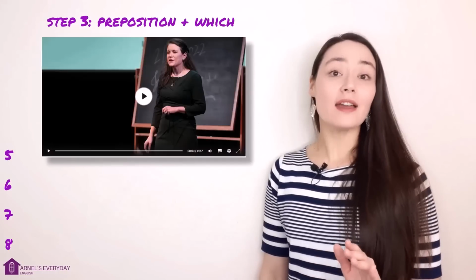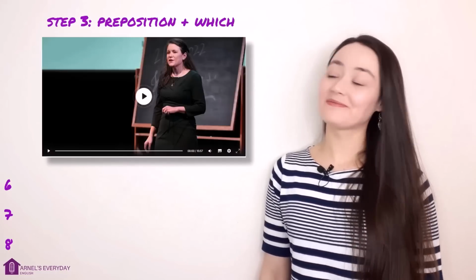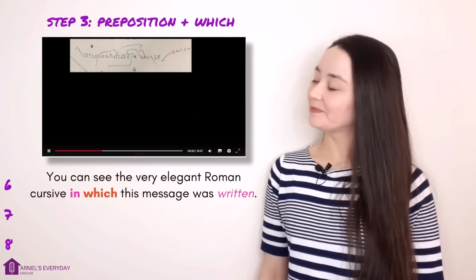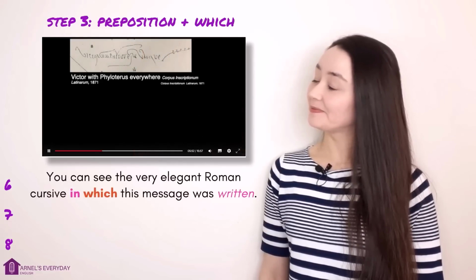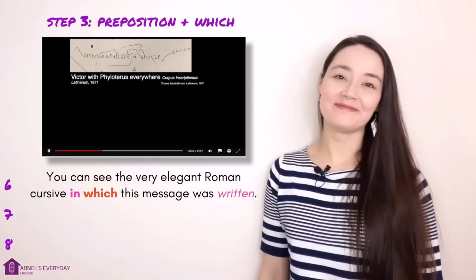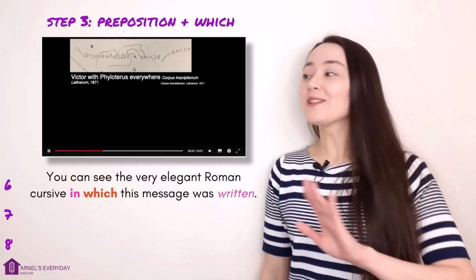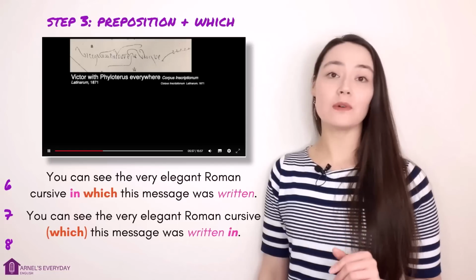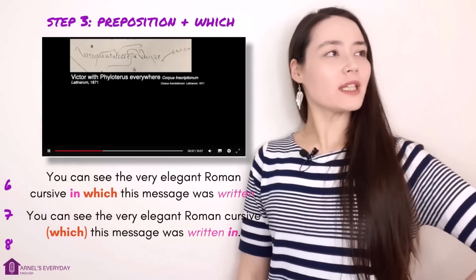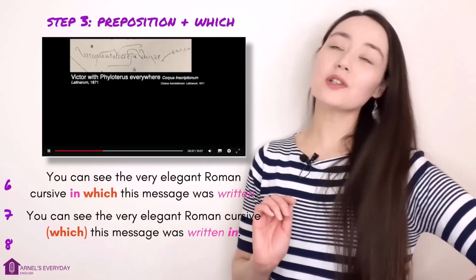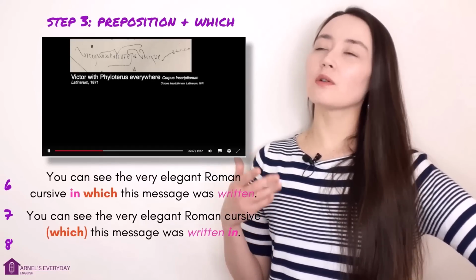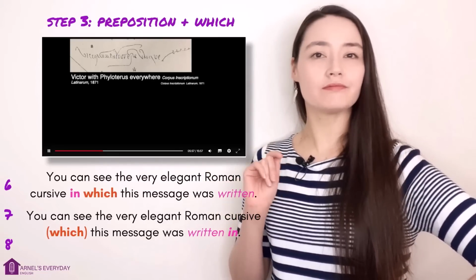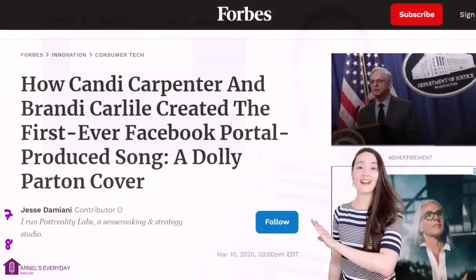Let's look at a TED Talk. You can see the very elegant Roman cursive in which this message was written. Can you trace the large flourishes? Okay, you can see the grammatical structure. I could make it less formal. We've looked at a novel, we've looked at a presentation. Let's go to an official website, Forbes.com. Number 7.